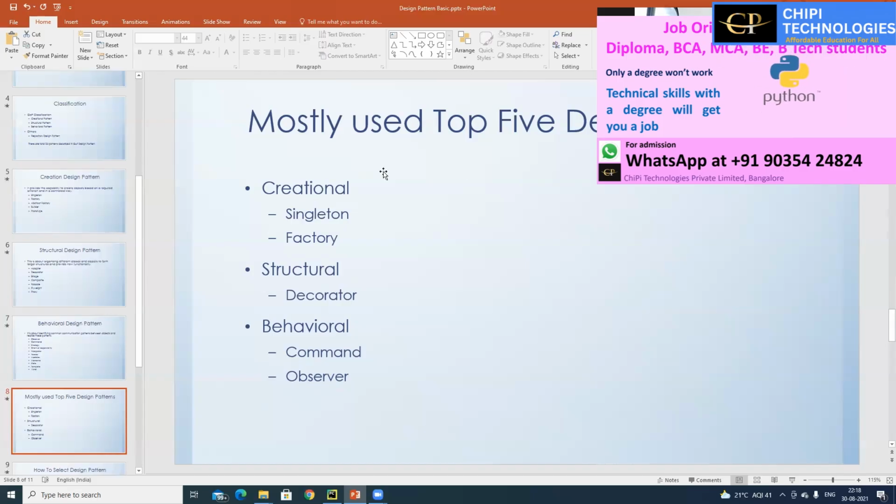So among the mostly used design patterns, in creational we have singleton and factory, in structural decorator, and in behavioral command and observer. It doesn't mean that you have to think about only these five. There are other design patterns which are also important, like adapter, proxy, and state. They are equally important, but as I said, these are the mostly used, and people normally ask questions on these design patterns.